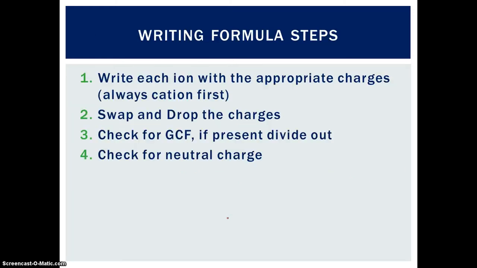Okay, so let's look at the steps we followed. The first step was to write each ion with appropriate charges. The second step is to swap and drop the charges. We always write the cation first, so that the formula has the cation, then the anion, in that order. The next step, number 3, you look for a greatest common factor. Can I divide the subscripts by something that will simplify the formula? And then you check your work, make sure that it ends up with a neutral charge.